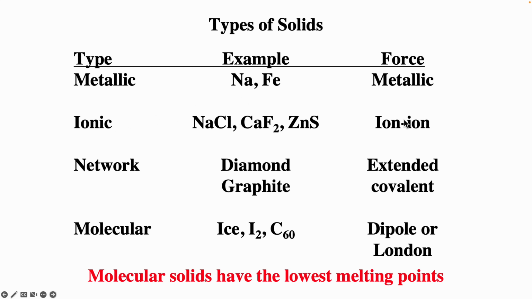Ionic, you have the ion-ion interaction, which leads to a fairly high melting point. Network solid, you have extended covalent bonds, which leads often to being pretty hard, like in terms of graphite. Molecular solids, they're held together by dipole-dipole, dipole-induced dipole, or London dispersion, or hydrogen bonds, and so they tend to have the lowest melting points.